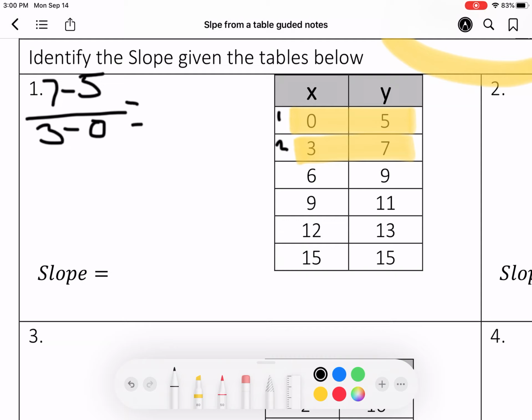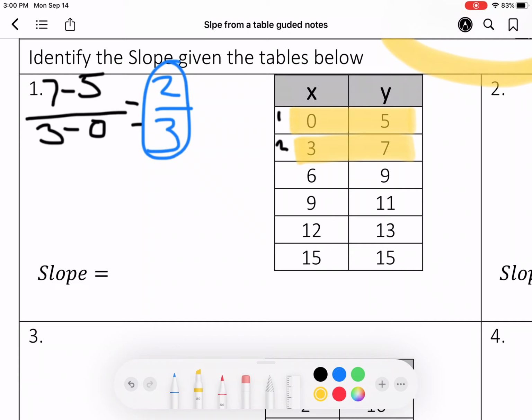All we're going to do now is subtract. 7 minus 5 is 2. 3 minus 0 is 3. So our slope is 2/3. Now, what we need to do is make sure that our slope is the same at every point, because if it's different, it's not a function.